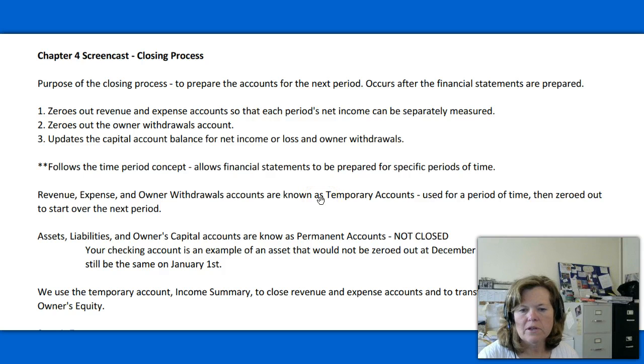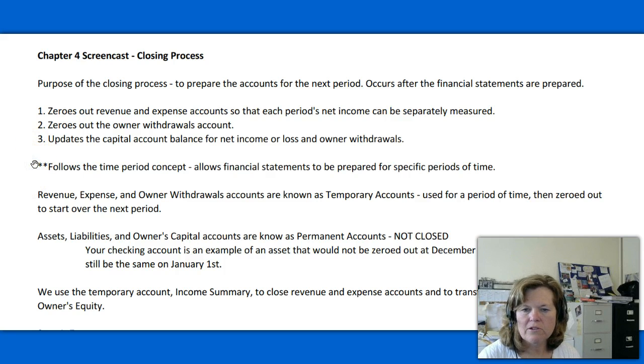The closing process also zeroes out the owner withdrawal account. You'll see below that that is also another account that we zero out, and it's called a temporary account that we'll discuss in a couple of minutes. In addition, the closing process updates the capital account balance for net income or loss and owner withdrawals. So we're also updating the capital account.